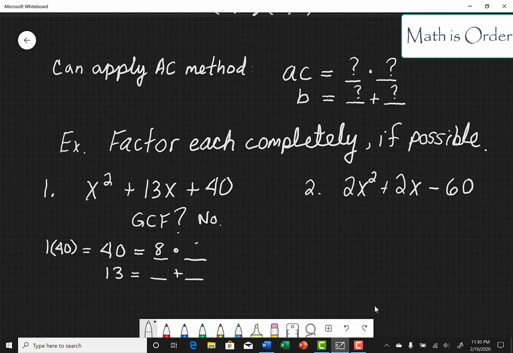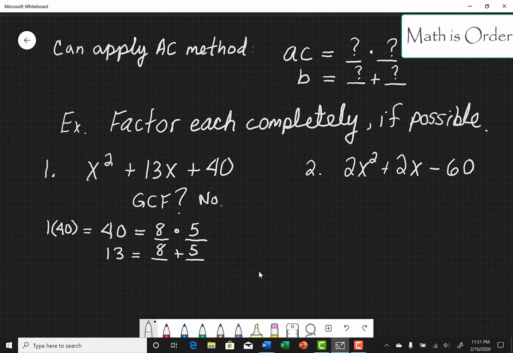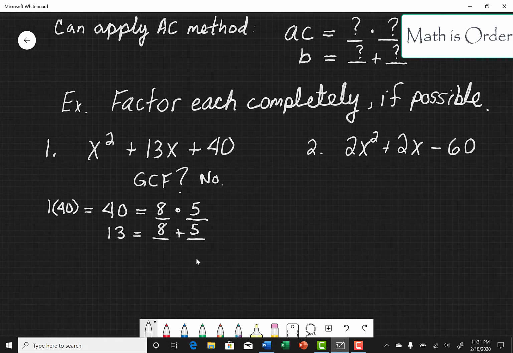Now, 8 and 5 are two numbers that do work, right? And if there are two numbers that work, they will be unique. In other words, 8 and 5 are the only two numbers that will multiply to give 40 and that will add up to give 13. So now that we've found the two factors that satisfy the condition, there are two ways that we could complete this factorization. One way is a shortcut way.